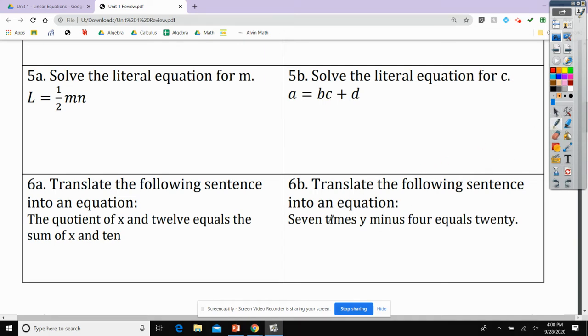For 6b, I'm going to translate these words into an equation. So 7 times y. Times means to multiply, so it's 7 times y, minus, that means subtract, 4, equals 20. So you just read the sentence, and you just need to know that times means multiply, minus is subtract, equals is equals. So this right here would be our answer.